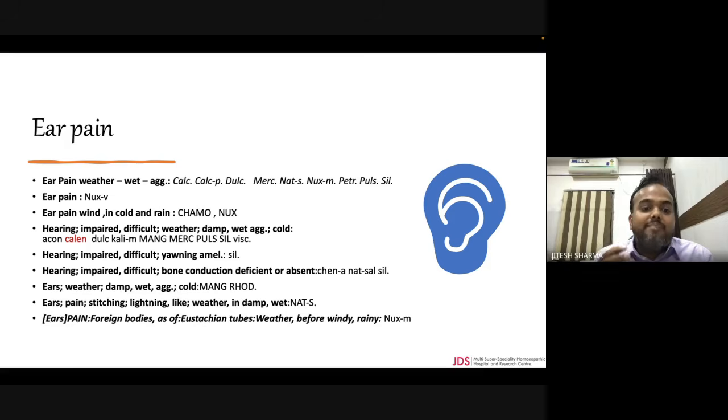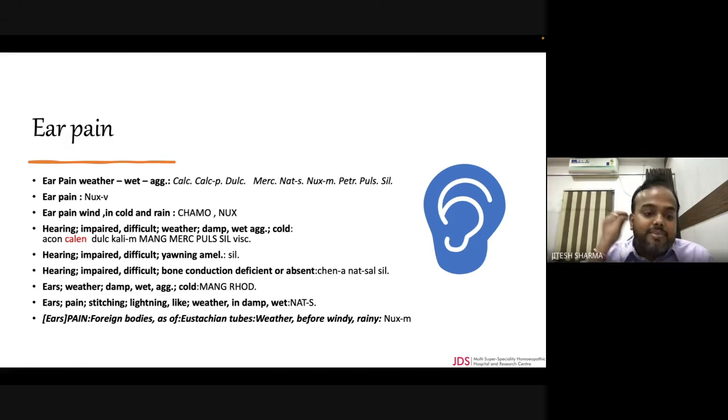Now, damp wet weather, cold aggravation in ears, if any complaints come: magnesium aceticum and rhododendron. Stitching pain like lightning, the patient will come and say there is stitching pain, chub raha hai, and it is lightning-like. Also they complain that ghav jaisa lag raha hai. That is a damp weather aggravation, that is natrum sulph.